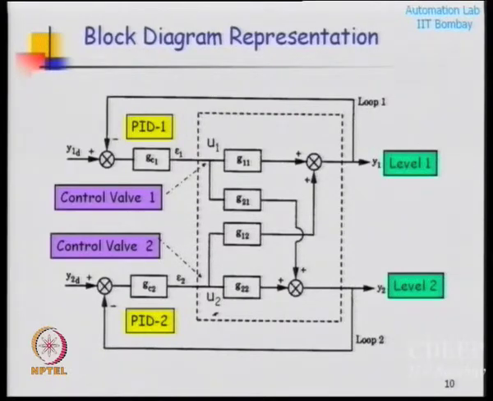Though modern DCS allows you to implement multivariable PID controllers, people don't know about it. They still use, you know, a hammer to kill an ant. They have a very, very powerful tool in a DCS. You can actually implement multivariable PID controllers. People just don't know about it, so they just keep implementing multiple PID loops. Why? Because we have been comfortable doing that over the years.